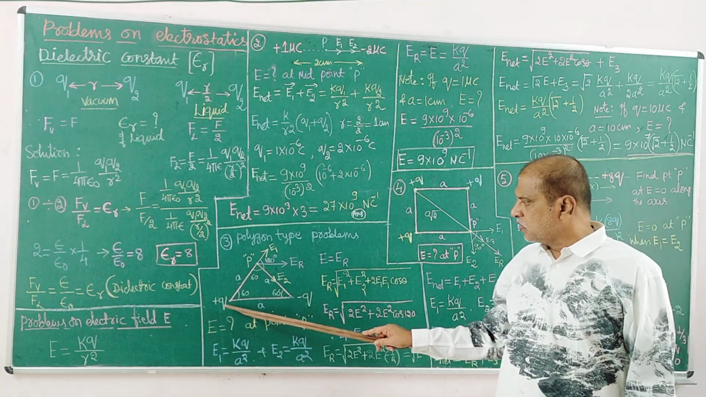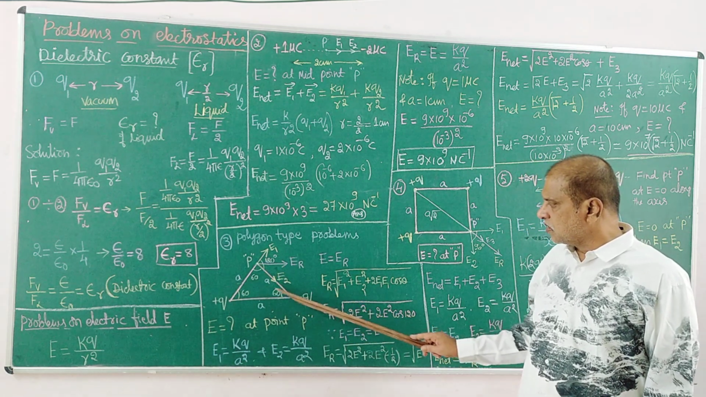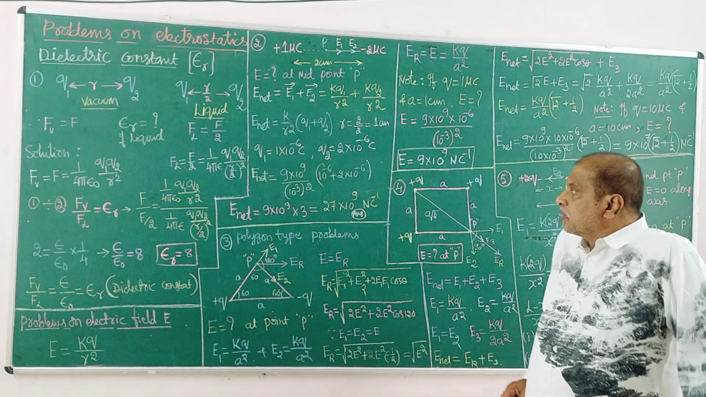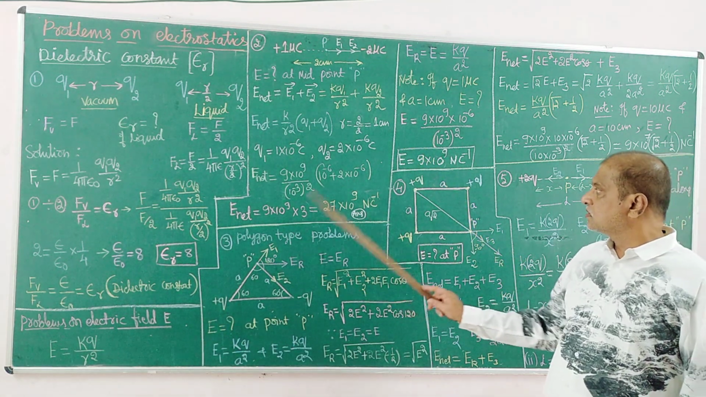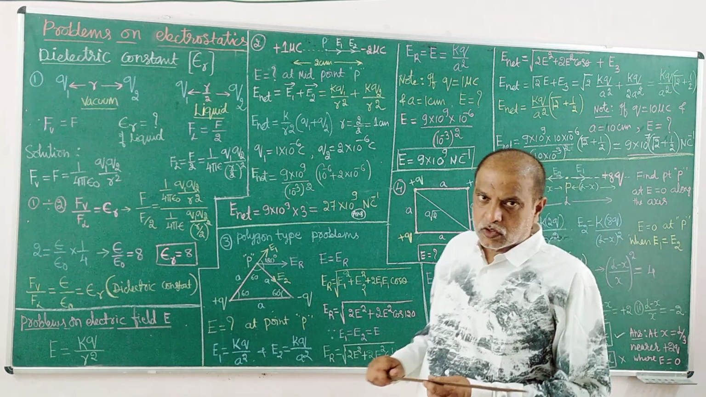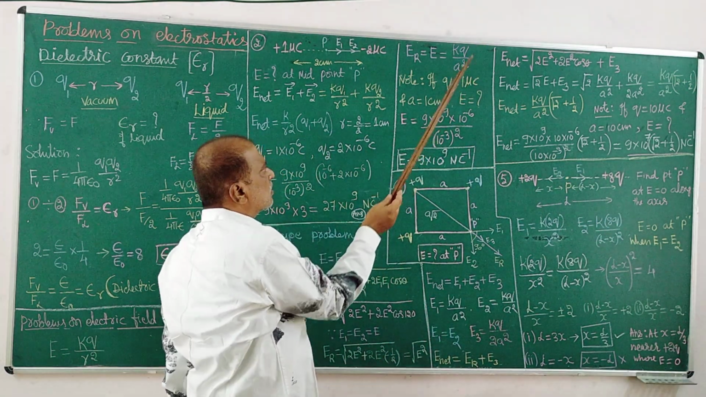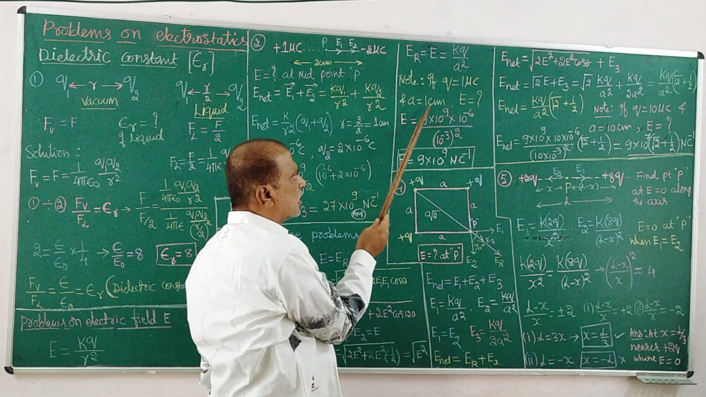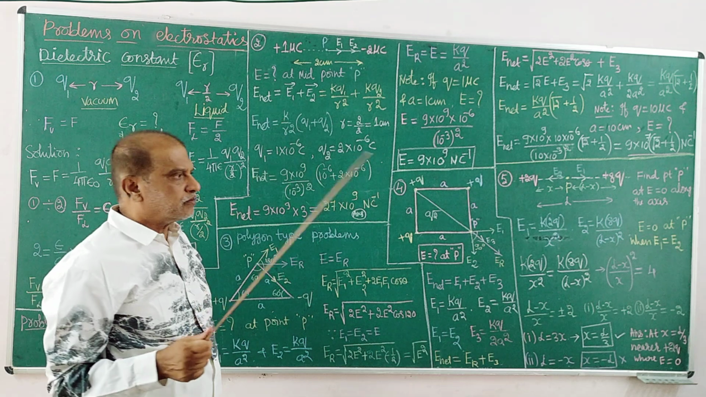If the charge is 1 microcoulomb here, 1 microcoulomb here, and the distance of separation is 1 centimeter, the magnitude of the electric field at this point is this numerical value that you get. Likewise, you can change the values, for example 10 centimeter or 1 centimeter like this. Accordingly, you can do the calculations.